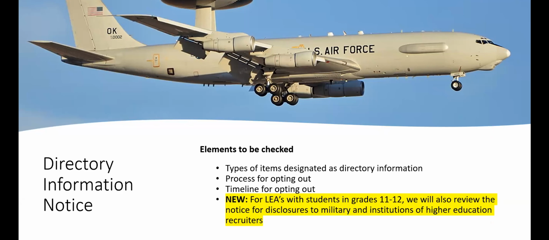We obviously talked a lot about directory information in Katie's scenario. This needs to include the items you've designated as directory information, a process for opting out, and the timeline for opting out. One of the things that is often in there also, especially if you are using the US Department of Education's model document, relates to disclosures made to recruiters, either military recruiters, hence the airplane, and recruiters from institutions of higher education.